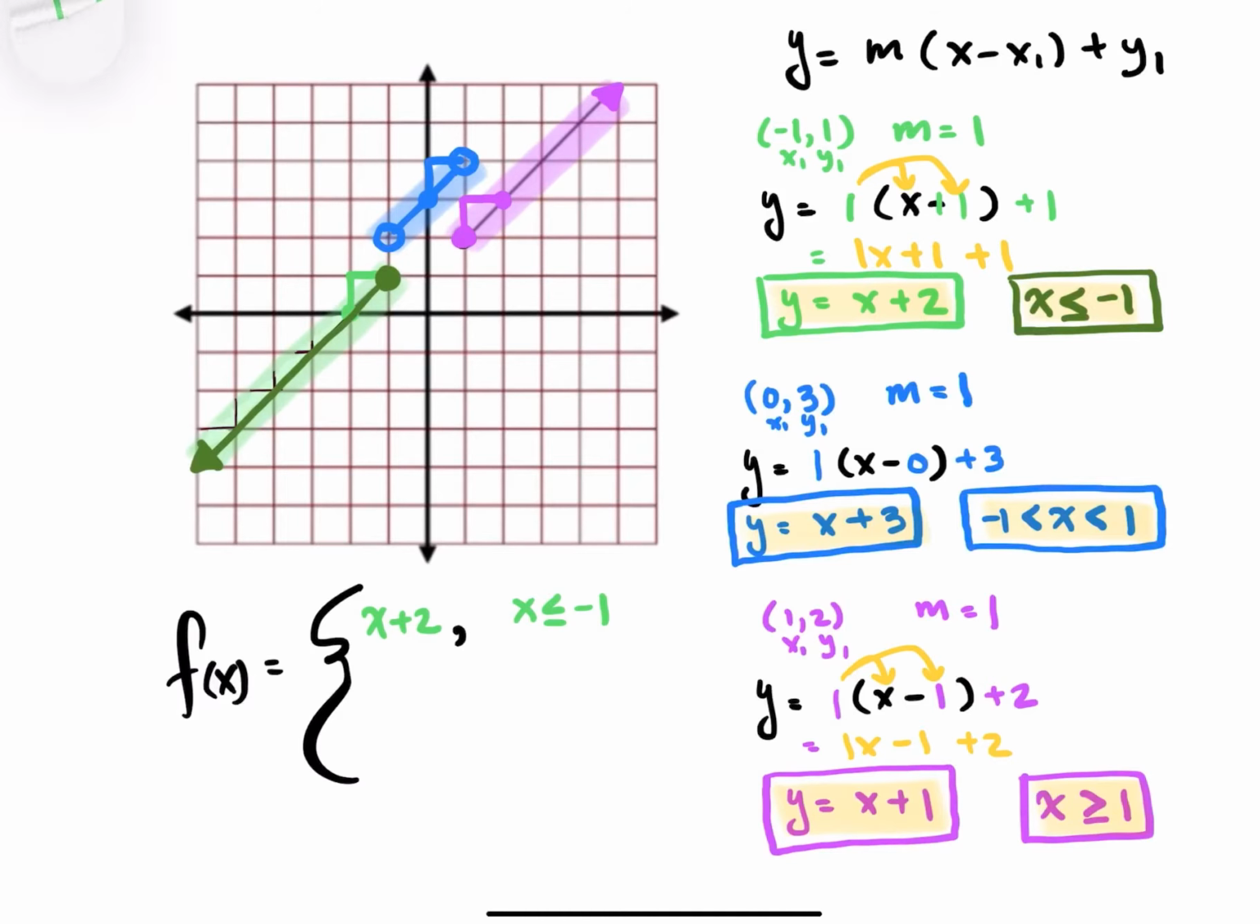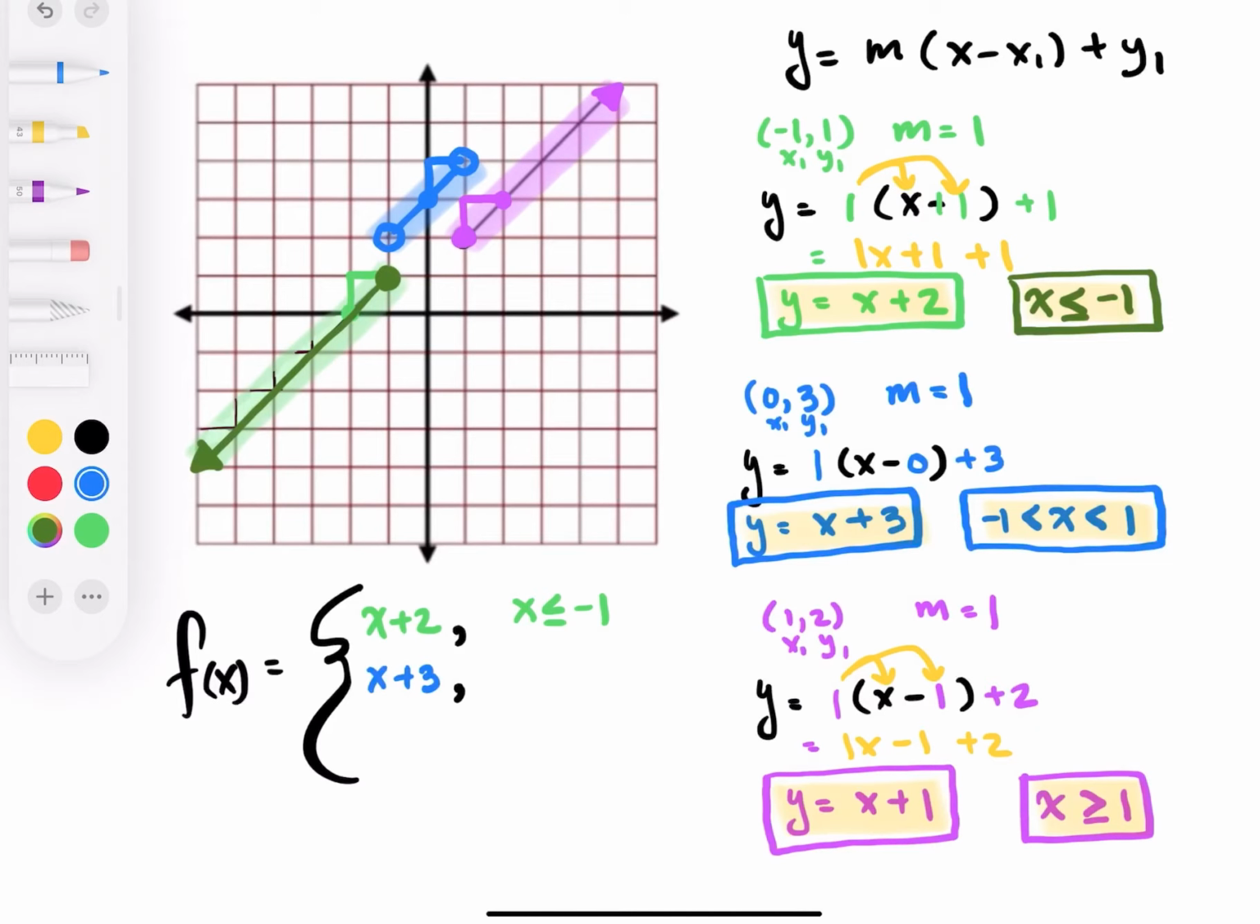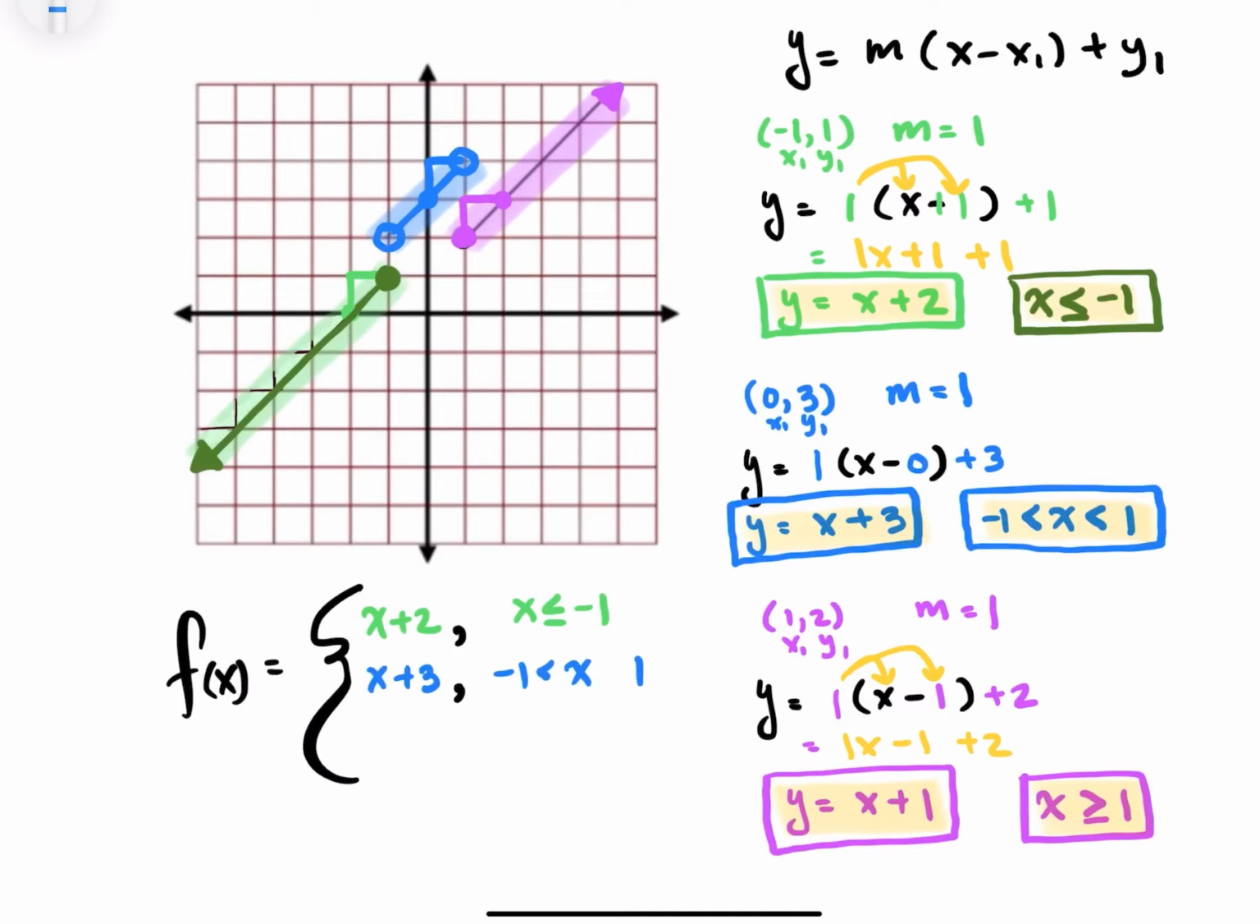My second piece is in blue, and the equation is x plus 3. And then I'll put in a comma, and then we'll go ahead and put in the constraints, which is my inequality, and that's when x is between negative 1 and 1. So x is between -1 and 1, and because they're both open circles, they're just less than signs.